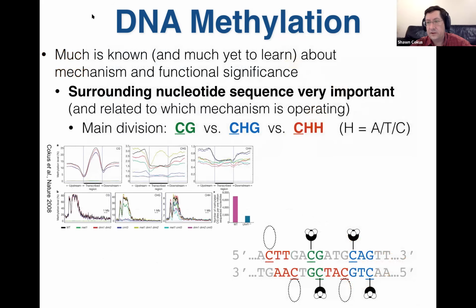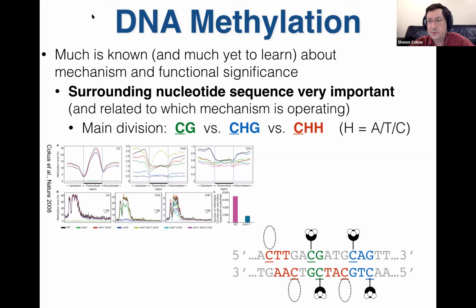Okay, so much is known about this, and there's much obviously still to learn about mechanisms and functional significance. The most important thing to know about any particular cytosine is probably the primary sequence nucleotide context in which that C appears. In particular, the immediately downstream 1 or 2 nucleotides is very important and is related to which mechanism is operating. So the main division is whether the C of interest is followed immediately by a G, or if it's not a G, whether the next base is a G, or whether it's neither of those two cases.